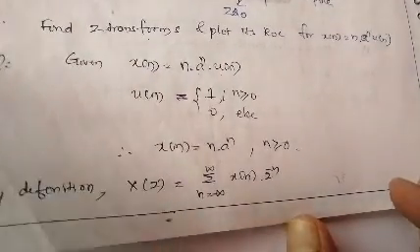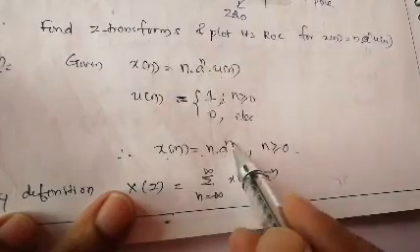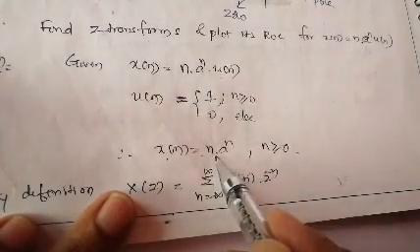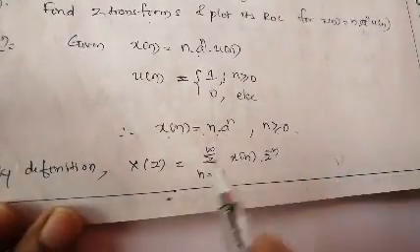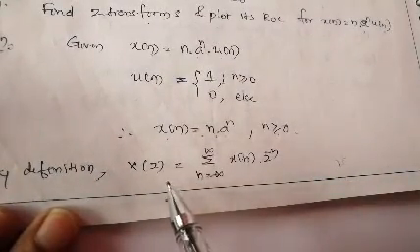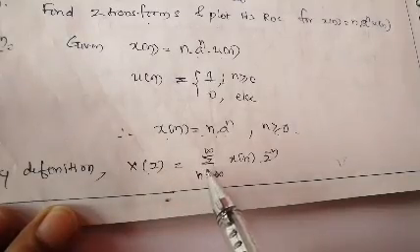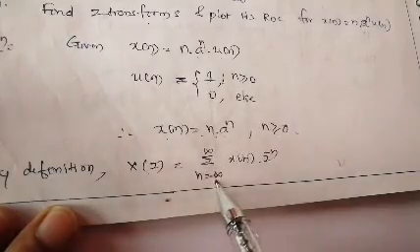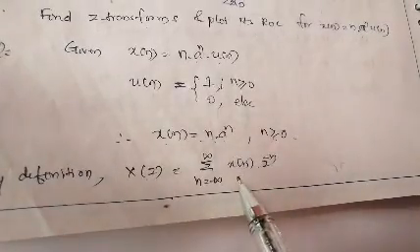Hence, the same given sequence we can rewrite as x of n equal to n into a to the power n, and this amplitude is present for n greater than or equal to 0. Now, with the help of the definition of the z transform, we write x of z equal to summation over the limits minus infinity to plus infinity of x of n z to the power minus n. Here x of n is given.